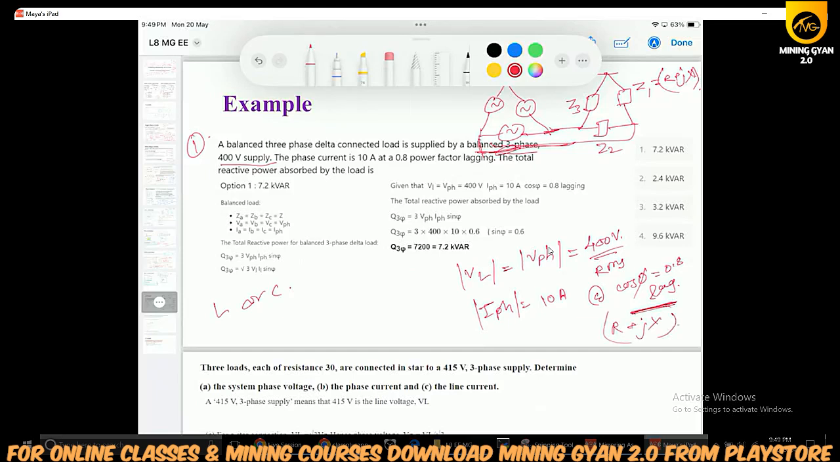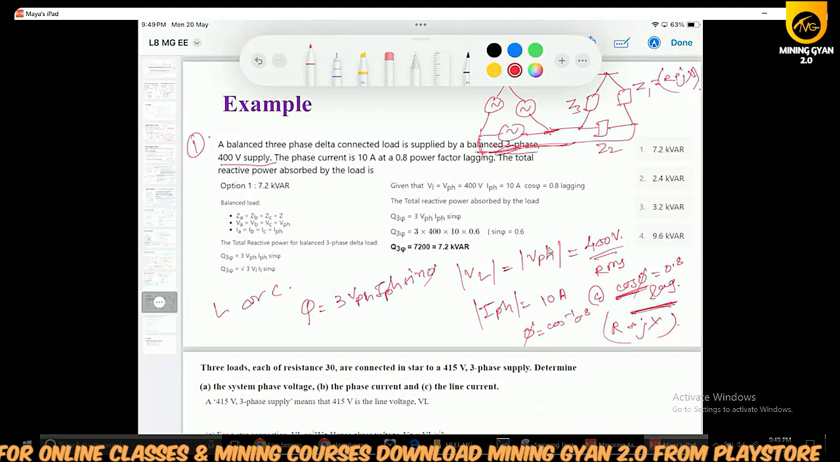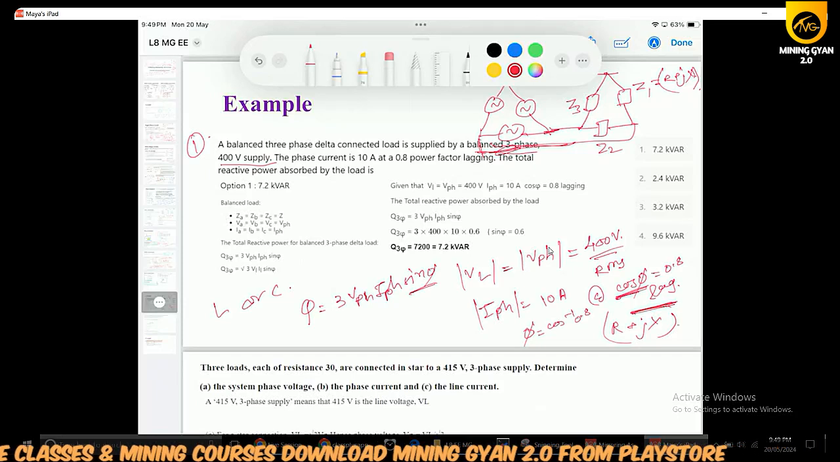So how to calculate the reactive power? That will be 3 V phase I phase sine phi. From this equation you can get the value of phi as cos inverse 0.8. After that you can put the value of sine phi here.